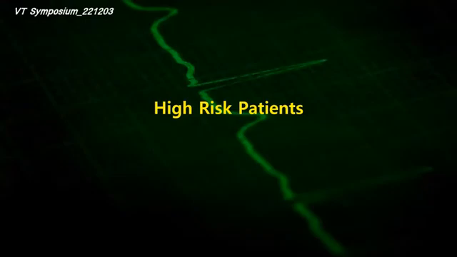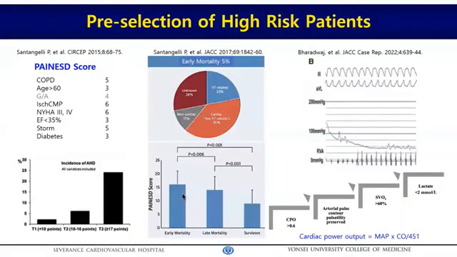Last but not least, the issue of high-risk patients. Most of the patients with intramural VT are fragile patients with heart failure. So we try our best to eliminate ventricular tachycardia, but we should not eliminate working myocardium or the patient. The UPenn group suggested the PAINESD score, including COPD, age, ischemic cardiomyopathy, heart failure, storm, and diabetes. The actual 30-day early mortality after VT ablation with heart failure is known to be about 5%, but early mortality is even higher in patients with a high PAINESD score over 15.